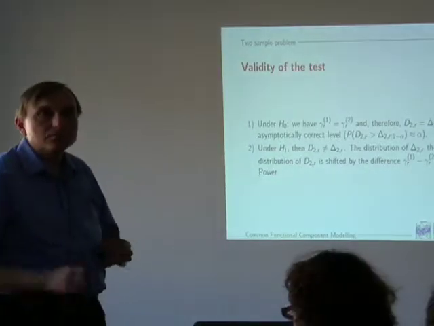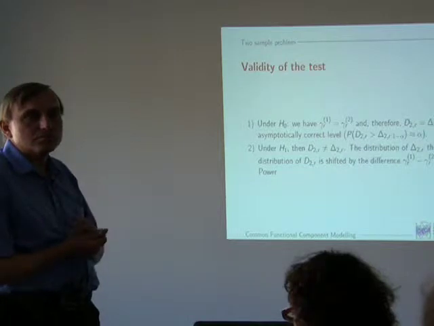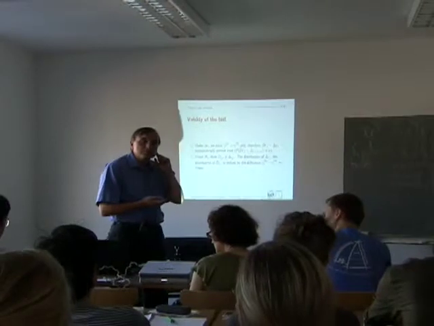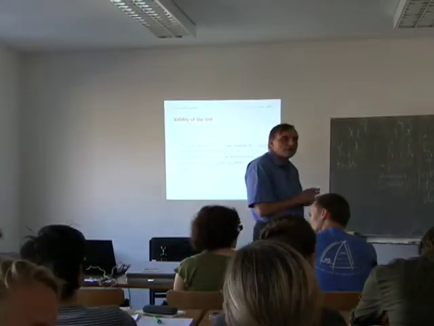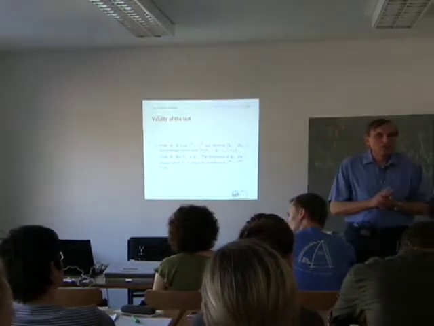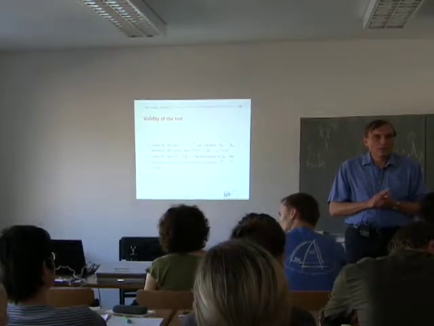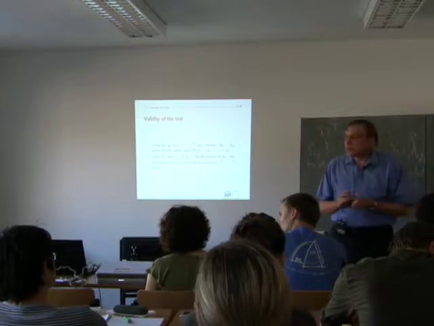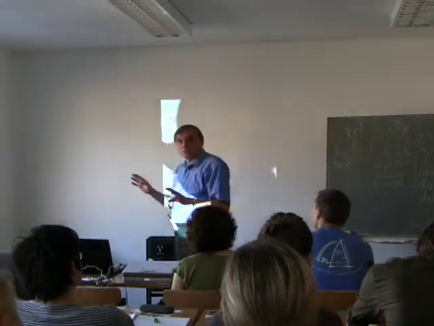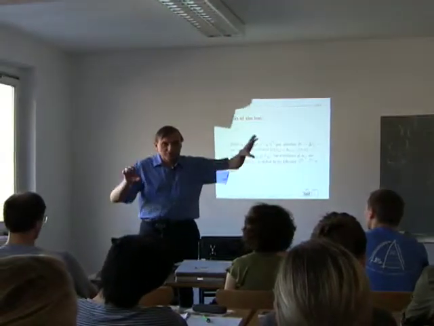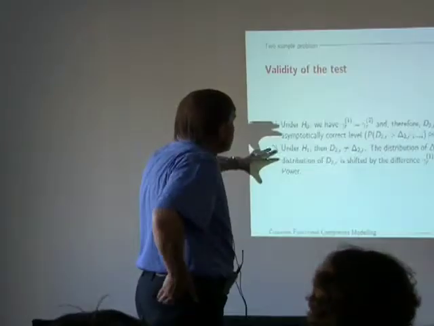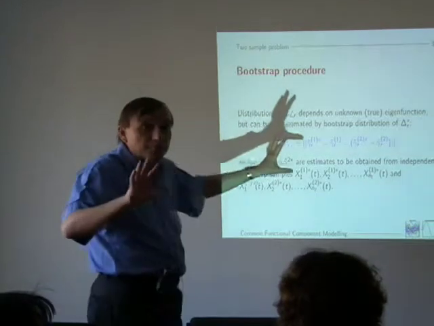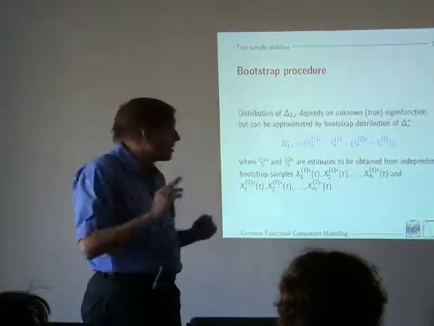But under the null hypothesis, did you estimate the gamma from the whole pooled sample? Estimate the gamma from the pooled sample, sample 1 and sample 2 together, and then estimate the common eigenfunction? No, that we don't do. We do that separately. You could do that, but it would not be this procedure.